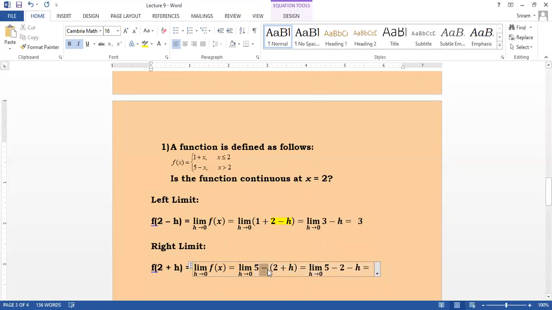So this is minus 2. In place of plus, I am going to take this minus inside, so this will become minus h. So what will be the value now? 3 minus 0, so that is equal to 3.